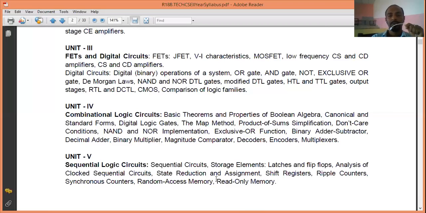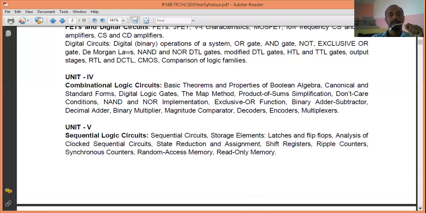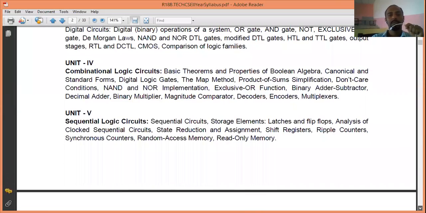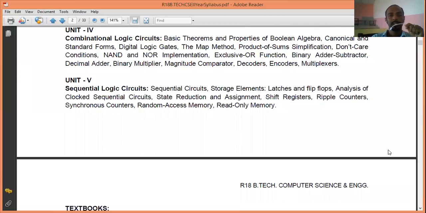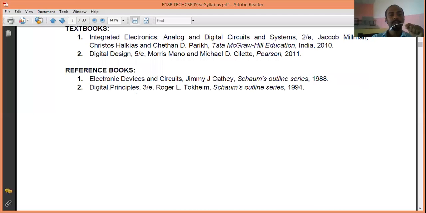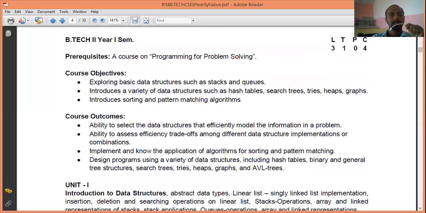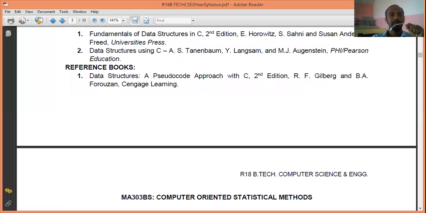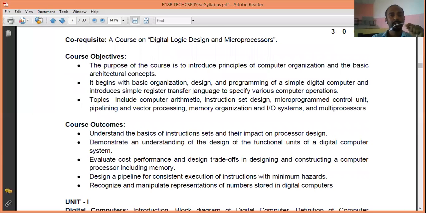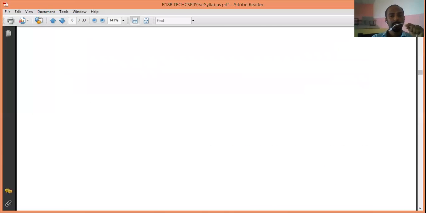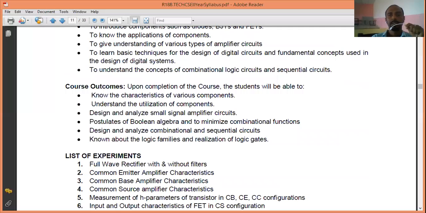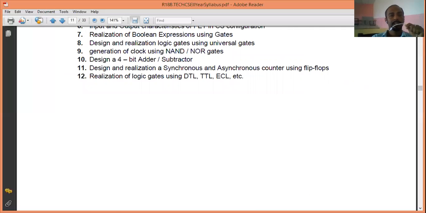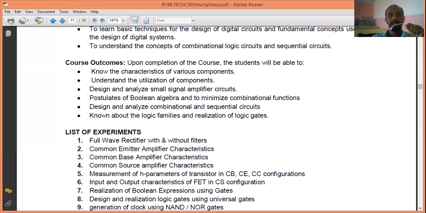Therefore, if you have to study this subject, you have to study thoroughly from analog electronics, then extend the understanding to digital electronics. So that is the brief introduction to the course. Now let me briefly take you through the labs that you will be looking into. These are the different experiments that you will be doing.